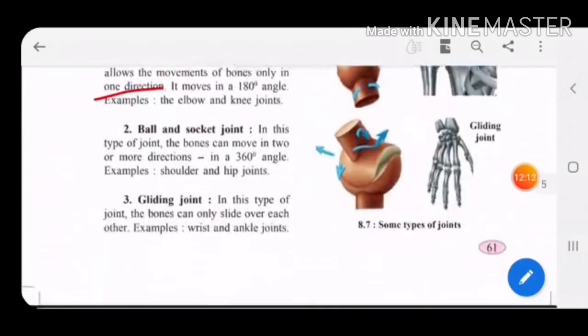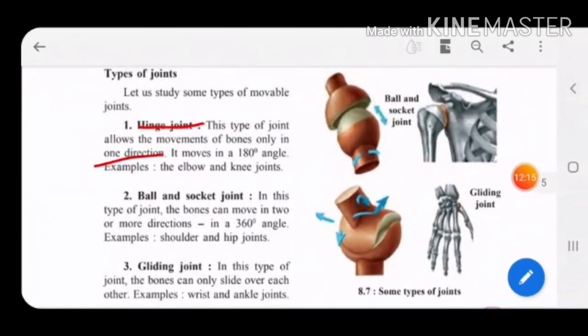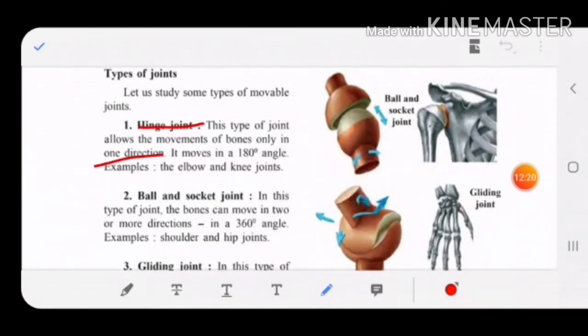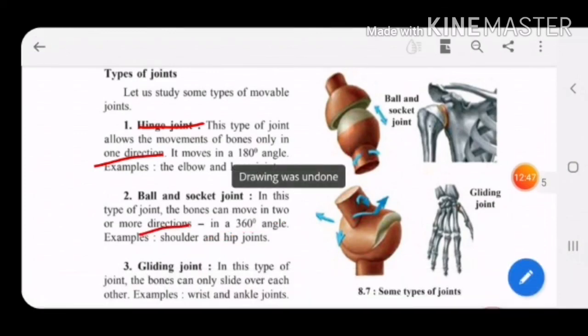Okay. Now let's move to the second, the ball and socket joint. In this type of joint, the bones can move in two or more directions, that is, in a 360-degree angle. Example, shoulder and hip. Children, see, shoulder you can move front and back like this. Yes or no? When doing exercise, you can move the shoulder upwards and backwards also. So that means they can move in a 360-degree angle. That is the ball and socket joint.